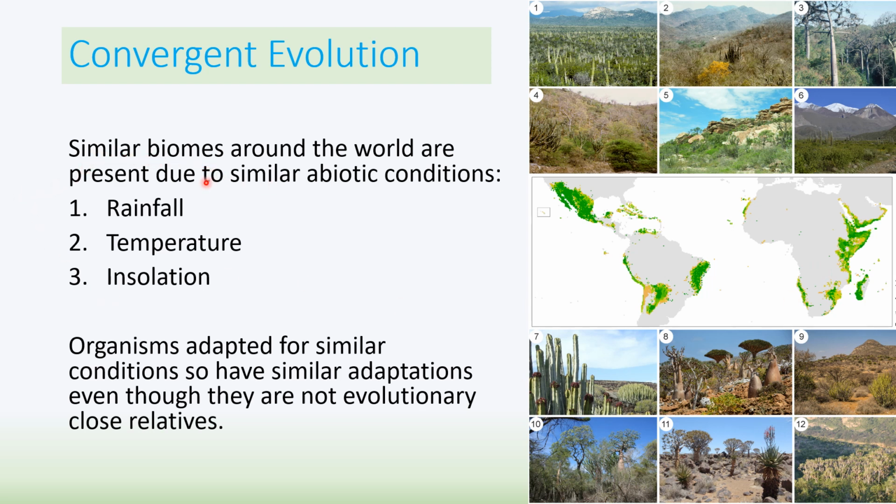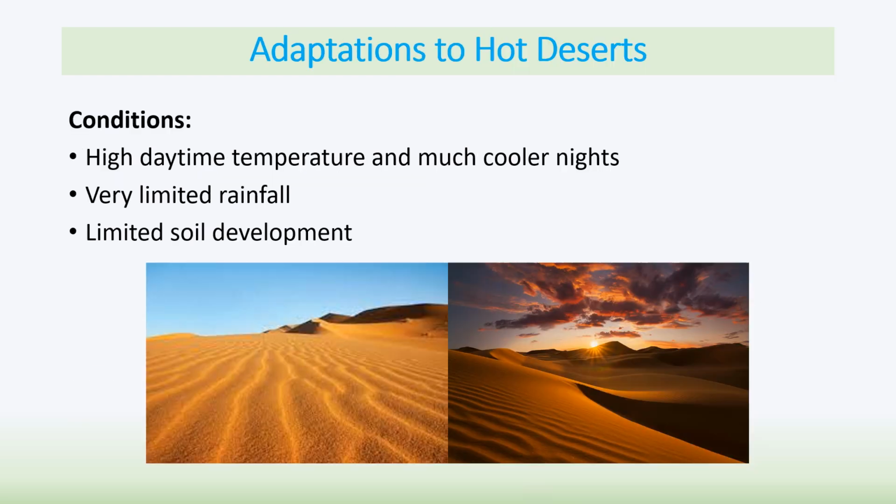Why they've evolved to have similar structures is because similar biomes around the world have developed due to similar abiotic conditions. So over here and over here, for example, they must have a similar level of rainfall, a similar temperature, and possibly similar insolation, so level of sunlight. Therefore the organisms in that part of the world have adapted similarly to similar conditions, but they were never evolutionarily linked together as close relatives. They've just evolved to the same abiotic conditions, and therefore the same traits have been successful and passed on through natural selection.